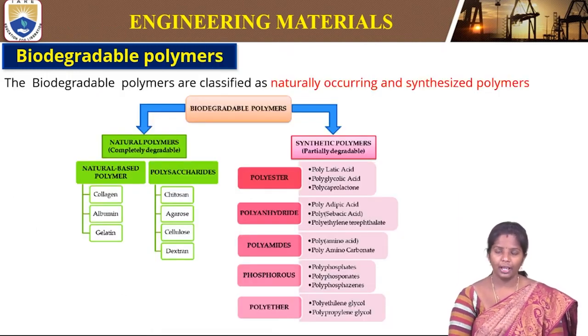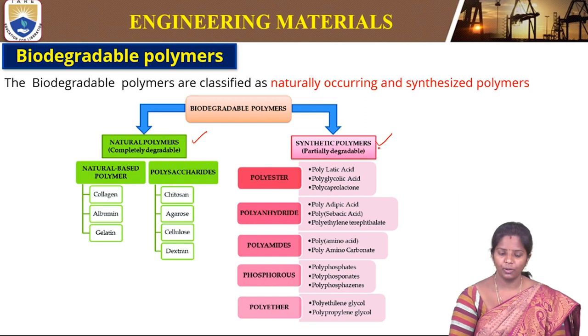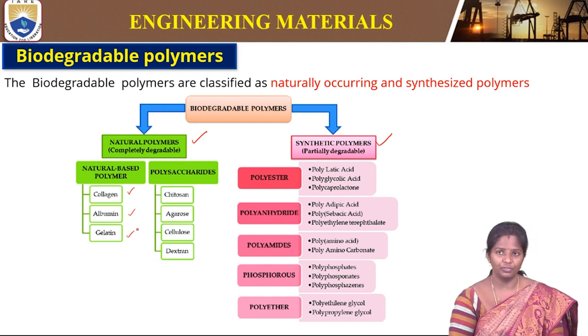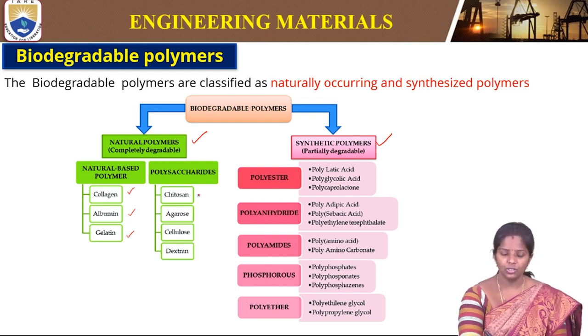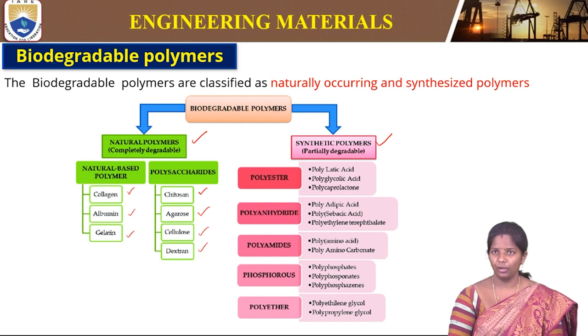Then there are different types of biodegradable polymers, natural and synthetic. So what are natural polymers? They are obtained from natural sources like collagen, albumin, gelatin. These are some of the examples. Then polysaccharides are already present in nature: chitosan, agarose, cellulose and dextran. These are some of the examples for the natural polymers.